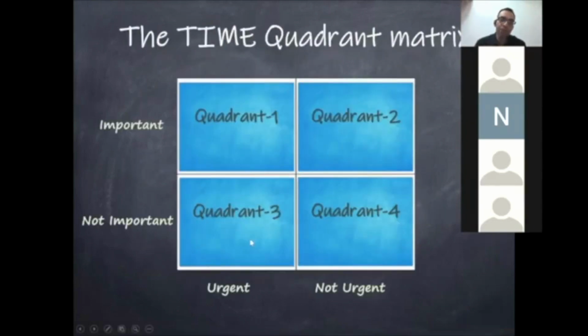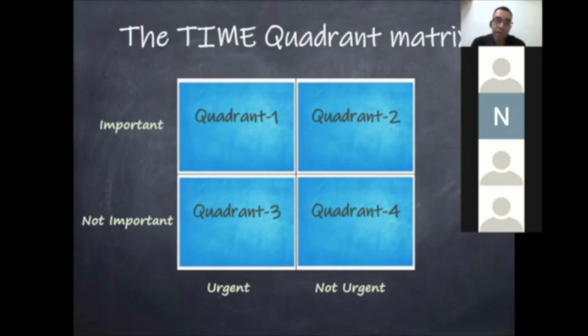One very important thing we should understand is that the activities we are expected to do in life typically fall in one of these four quadrants. On the x-axis, I've put two sections, urgent and not urgent, and on the y-axis, I've put two sections, important and not important. So quadrant one has things which are urgent and important.